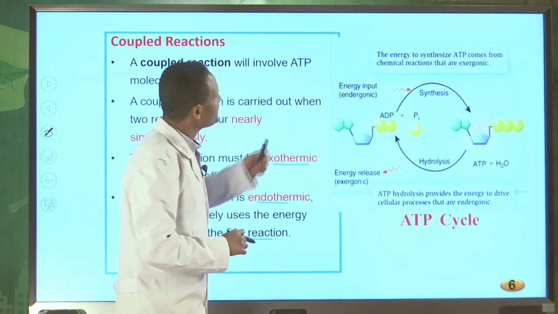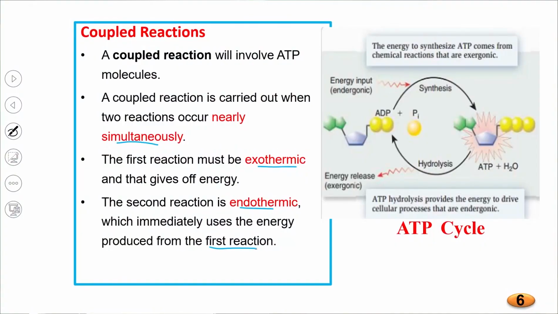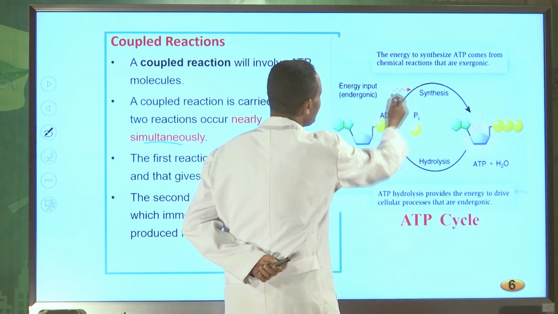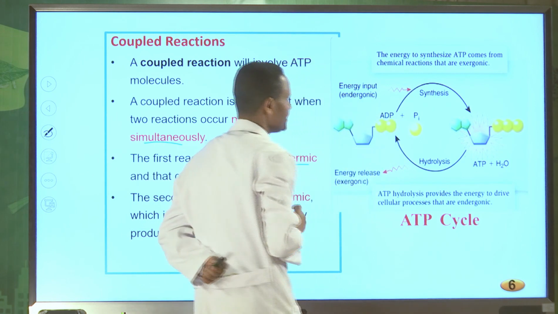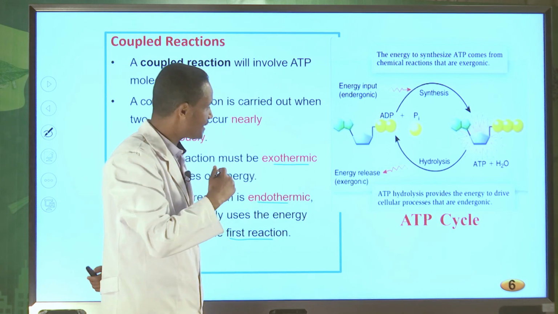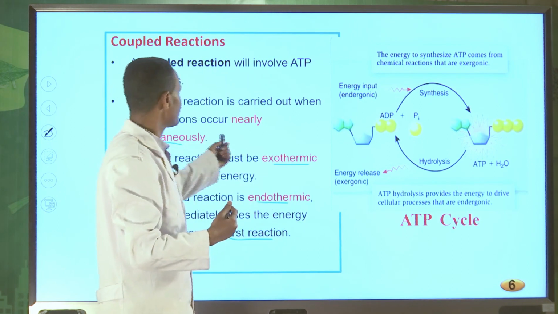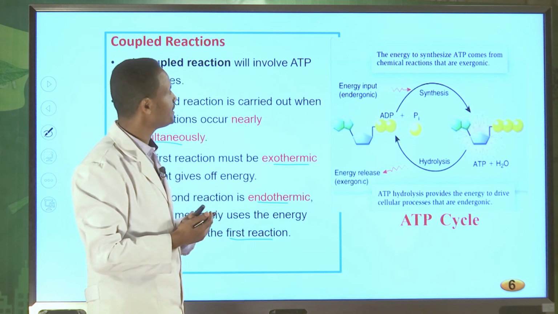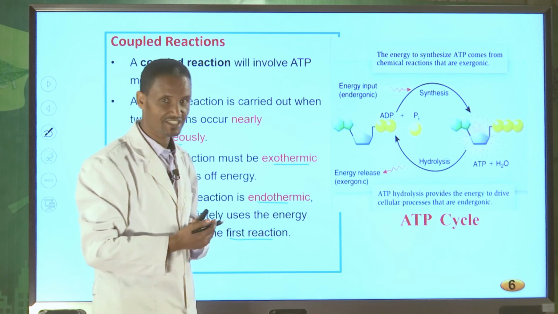Now, if you see this diagram, it's the ATP cycle. Here, in the hydrolysis, energy is released, which is exergonic. But in the synthesis of ATP, there is input of energy, which is endergonic. This exergonic and endergonic process takes place simultaneously, or nearly simultaneously. If there is such a kind of reaction, we can say that it is a coupled reaction.